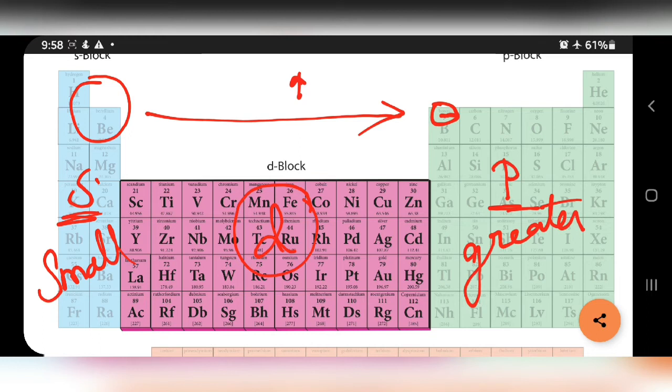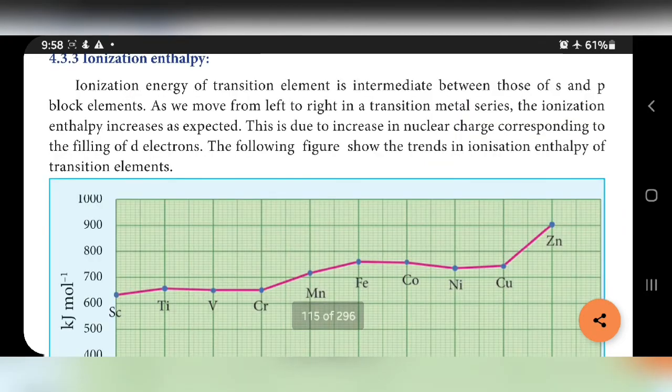The ionization energy of d block elements is between small and large, that is, medium. That is given in this line: the ionization energy of transition elements is intermediate between s block and p block elements. As we move from left to right in a transition metal series, ionization energy increases as expected, as already explained.